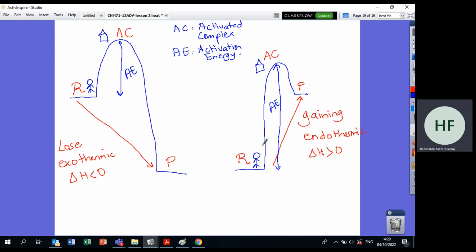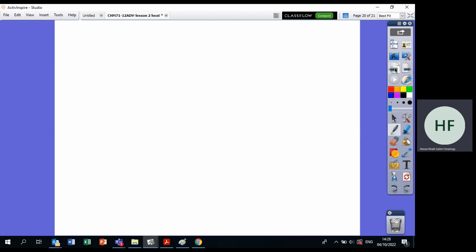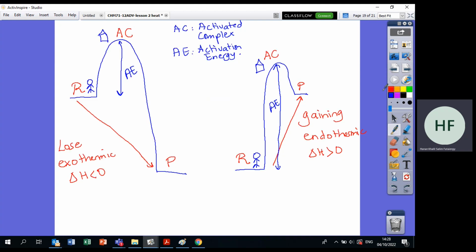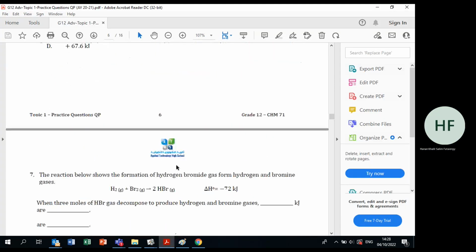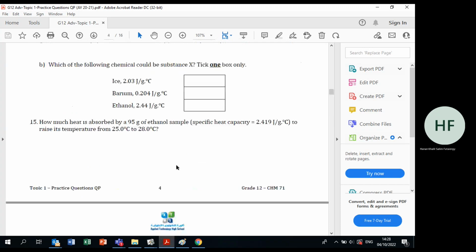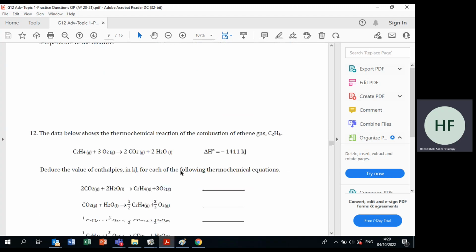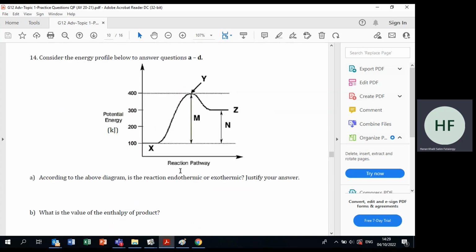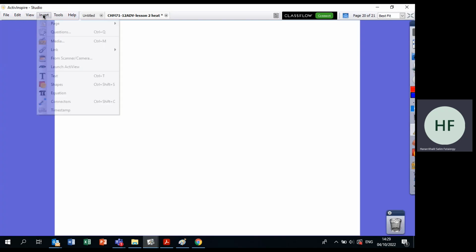Sometimes they ask you to label the graph, and sometimes they ask you what is the letter of each one. Okay, let's do practice on this. Let me find the question that you are supposed to answer. This one. If we have this question and I want to label each one of them, and at the same time, after labeling, I will want you to tell me in numbers how much is each energy.